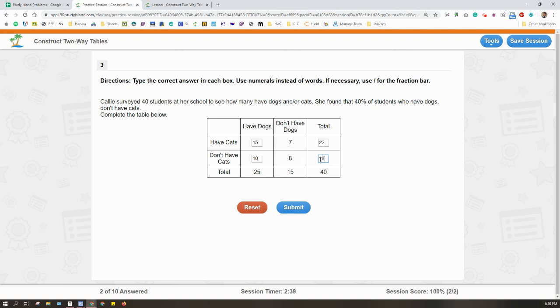And these two numbers had better add up to 18. 10 plus 8 is 18. 22 plus 18 is 40. Everything adds up like it's supposed to, and there we go.